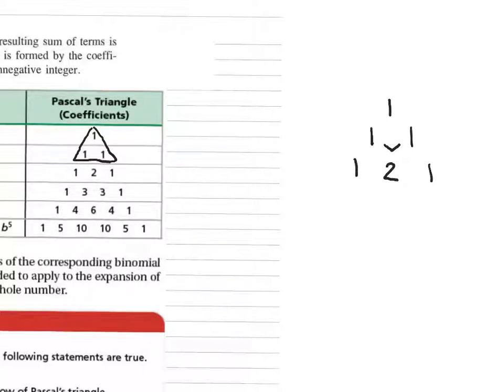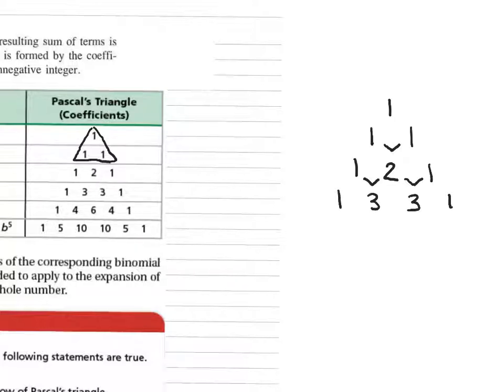So I've got 1 plus 1 is 2, and I put 2 ones, one on the left and one on the right. I'm going to do the same thing again here. I'm going to add 1 and 2 together, and I get 3. And then I'm going to add 2 and 1 together, and I get 3. And then I am going to flank it on the left and the right with a couple of 1s there. 1 on the left, 1 on the right.